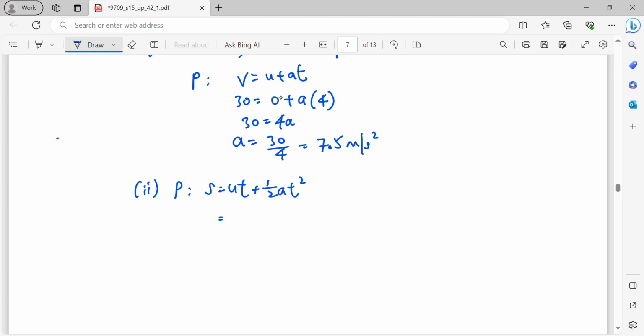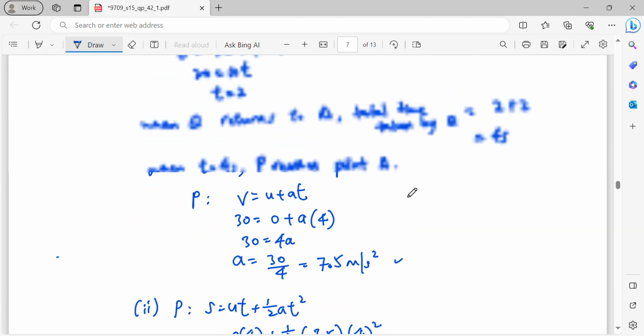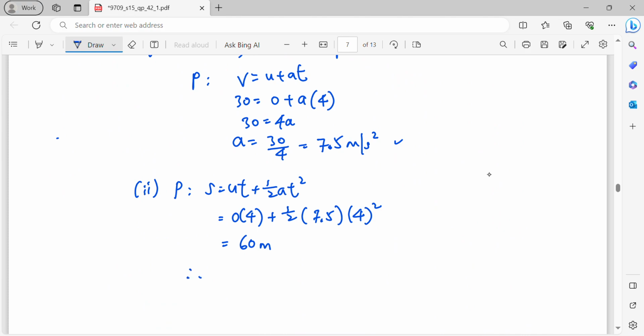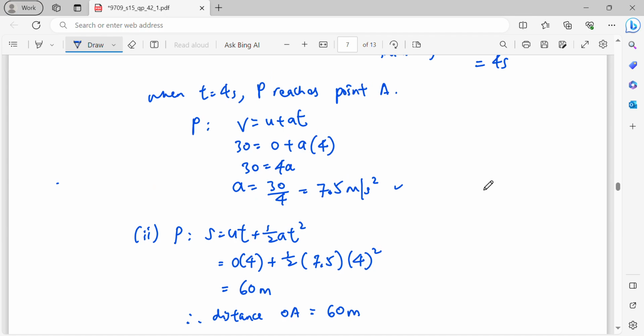Initially the U is 0. So U times 4 plus half, the A already found in the previous part, which is 7.5, then the T will be 4. At last, when you count the second term, because the first term will be 0, the second term will give you 60. So it means that S is 60 meters, or in other words, the distance OA. So distance OA is our S, which is 60 meters. So that's the solution of this question.